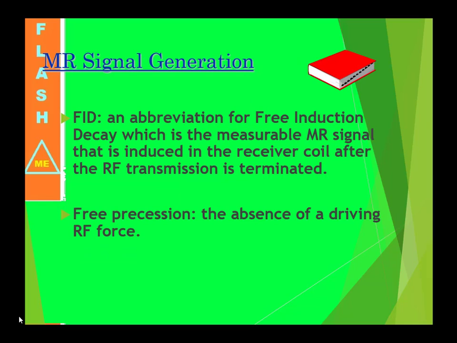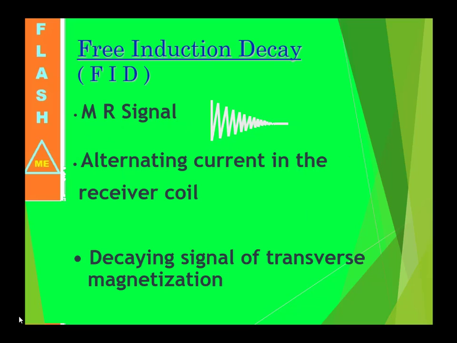MR signal generation. FID is an abbreviation for free induction decay, which is the measurable MR signal that is induced in the receiver coil after the RF transmission is terminated. Free precession is the absence of a driving RF force. The FID is the MR signal: an alternating current in the receiver coil, the decaying signal of transverse magnetization.